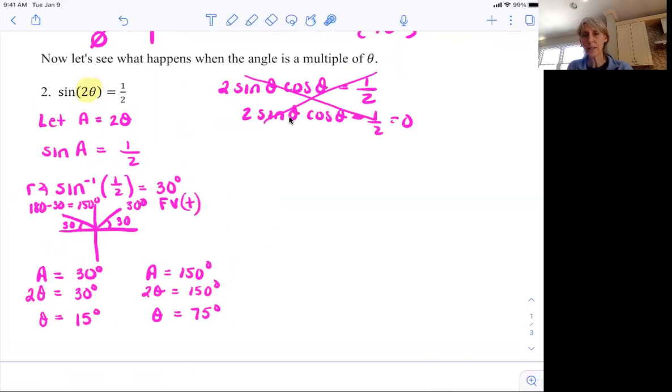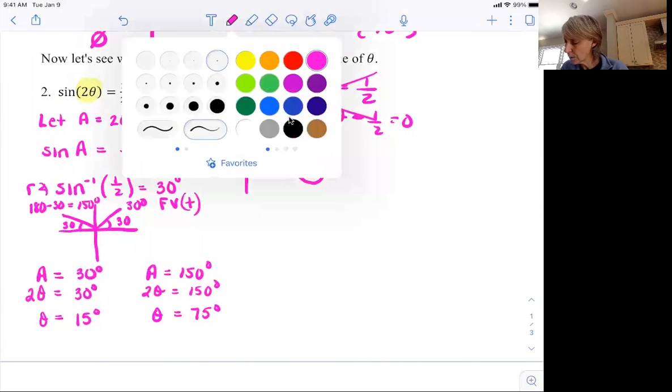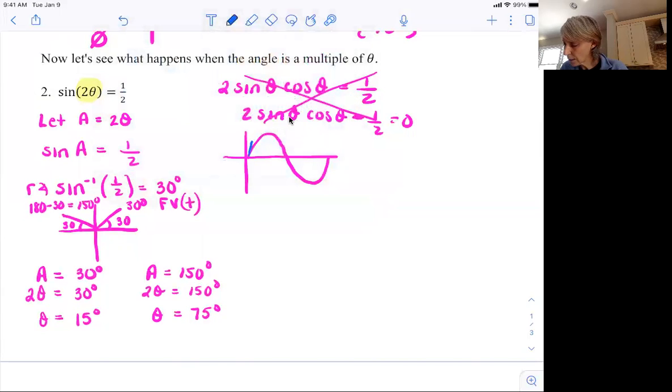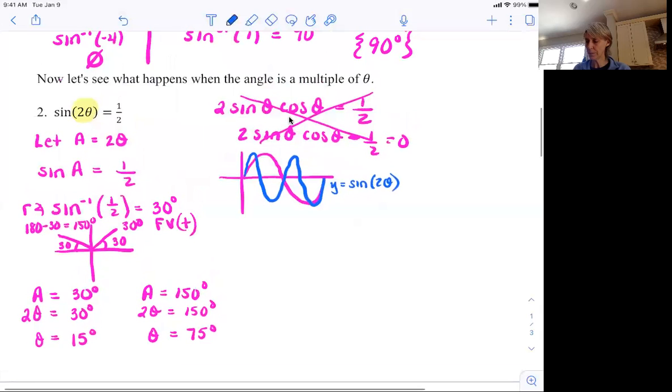Sine of 2 theta. If you remember from the last unit, sine of 2 theta is going to compress our sine curve. So instead of our sine curve being like that, our sine curve is going to kind of go like this, right? This is sine of 2 theta. So basically, we just found two solutions, okay, but we may have more because of our interval.